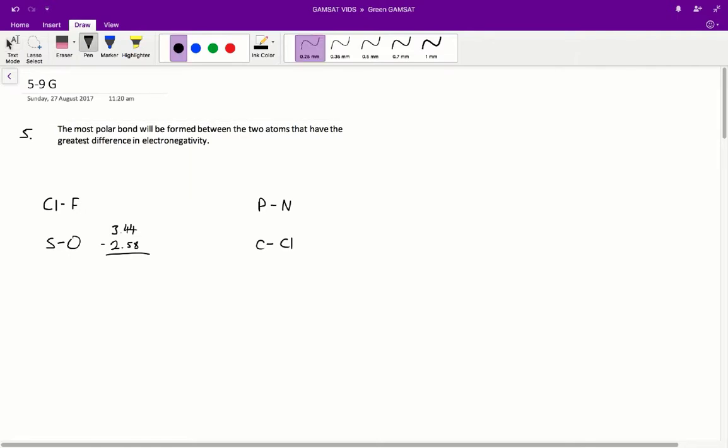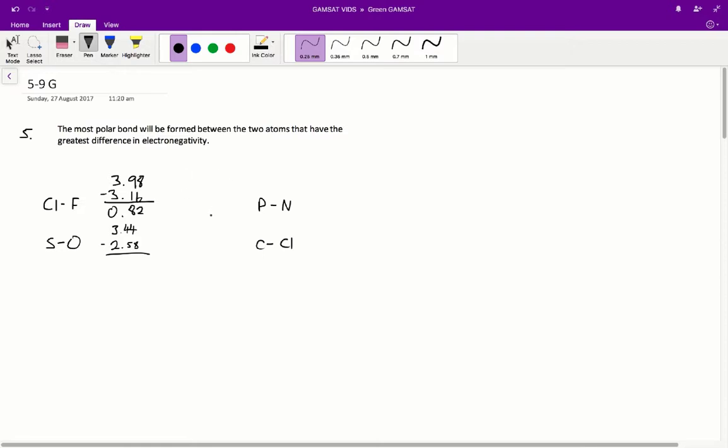So in our first pairing, we have chlorine and fluorine. Chlorine has an electronegativity of 3.16 and fluorine has an electronegativity of 3.98. To find the difference in electronegativity, we simply subtract one from the other. And this gives us a difference of 0.82.